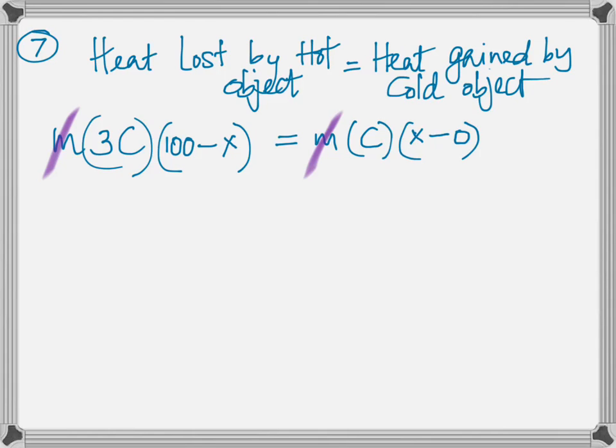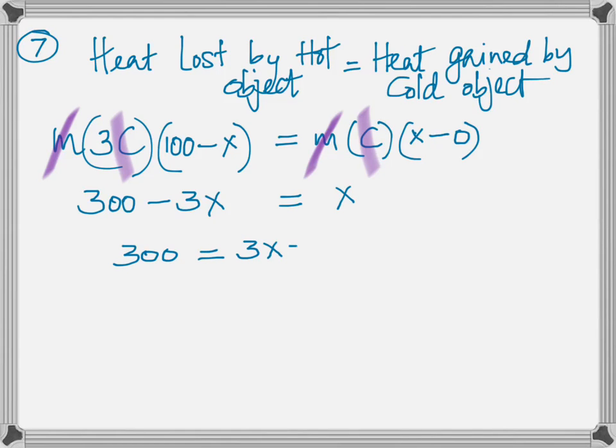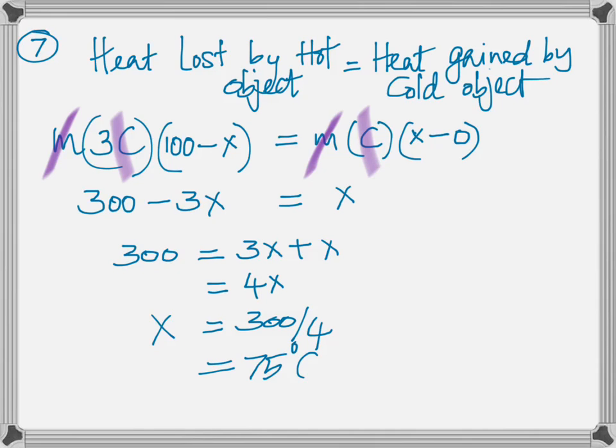Now it's easy. Cancel the masses. Cancel the c's. So you got 300 minus 3x is equal to x. Take that negative 3x to the other side, it will become 4x. And then divide. So x is 300 by 4, which is 75 degrees Celsius. Problem done.